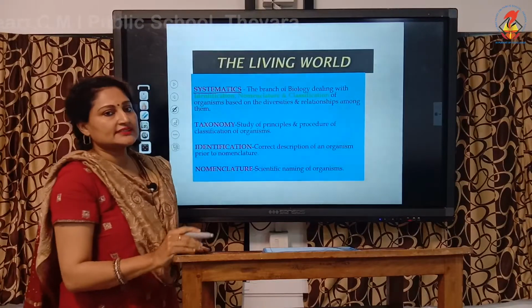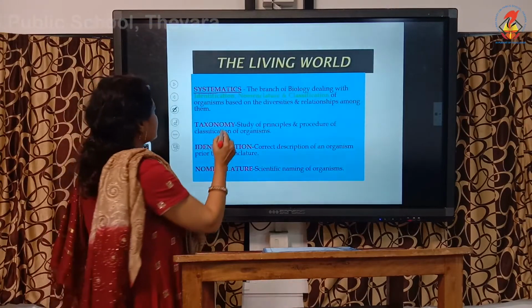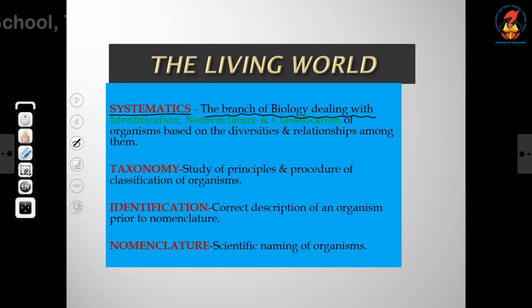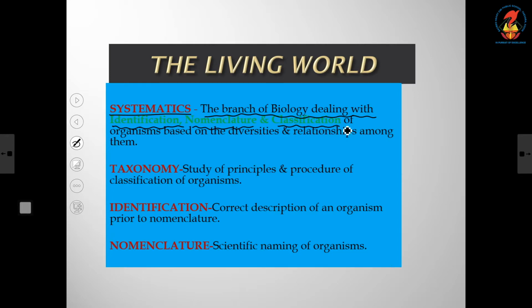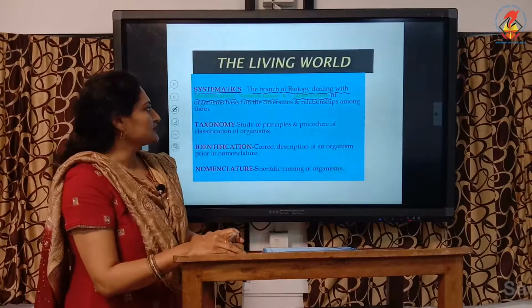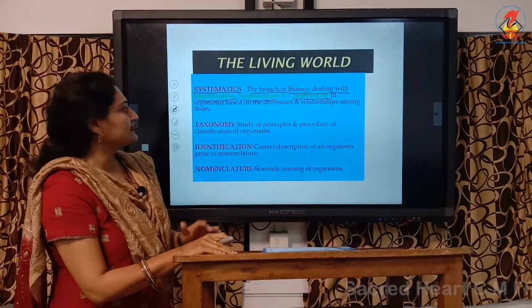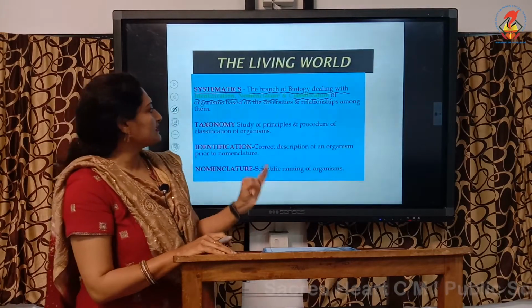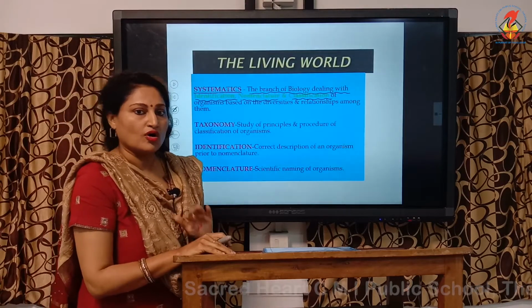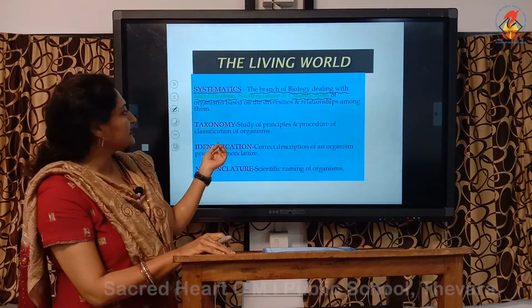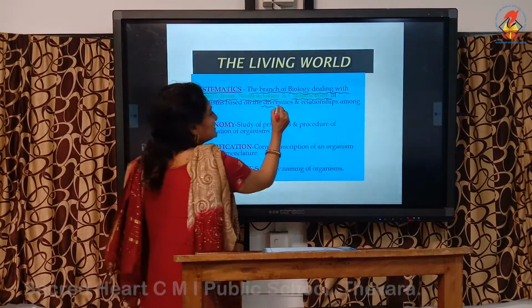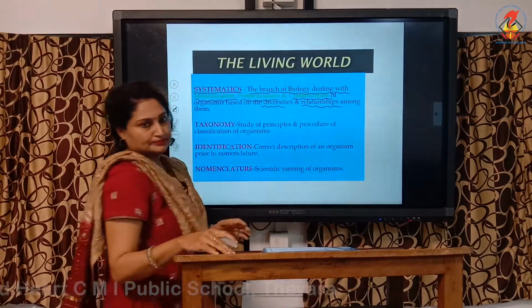systematics. What is systematics? Systematics is the branch of biology dealing with identification, nomenclature and classification of organisms based on the diversities and relationship among them. So once again, systematics is a broader branch. It deals with the identification, nomenclature and classification of organisms. Based on what criteria? Based on diversities and relationships among them.